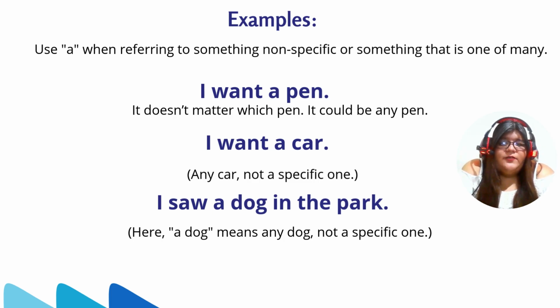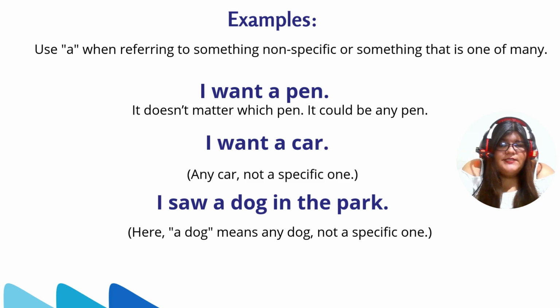Then we have I want a car, but imagine in the world there are millions of models of cars, and you say I want a car, but you are not specifying I want a Porsche, for example, right? You just say I want a car, any car, not a specific one.